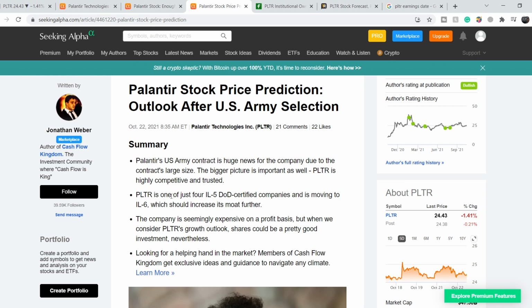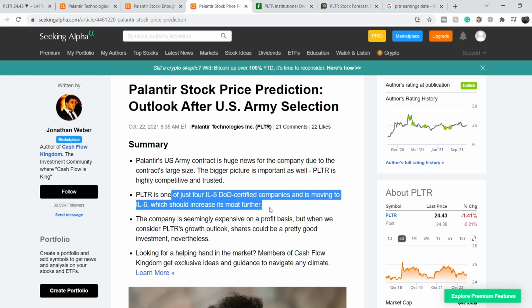PLTR is one of just 4 IL5 DoD certified companies and is moving to IL6, which should increase it even further. IL5 is an impact level defined by the Department of Defense, and the higher this number is, the more secure this product becomes. So, next one.